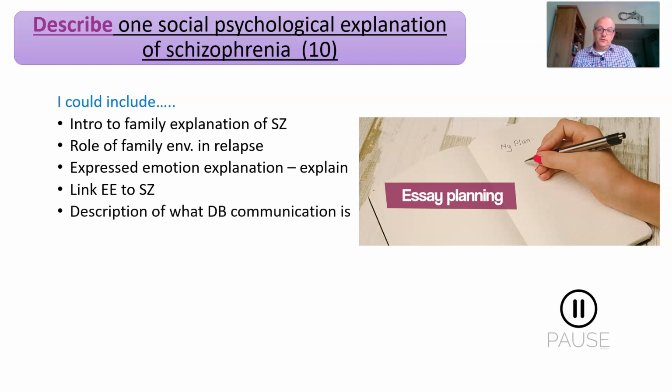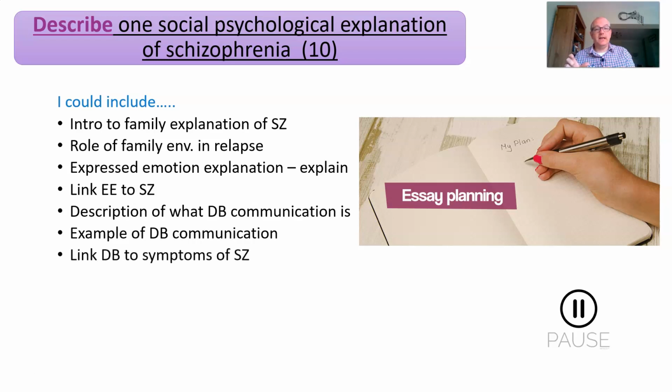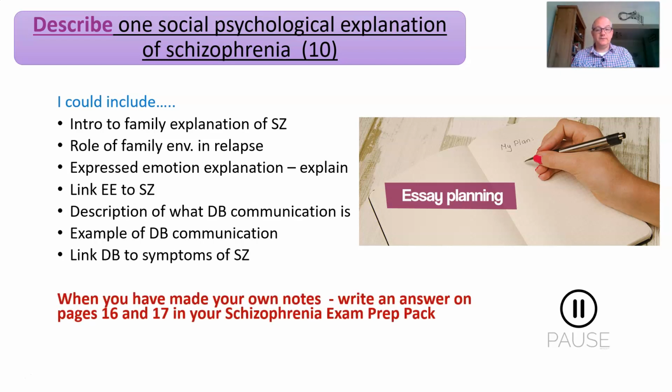Then we can look at the double-bind communication. That should be quicker. There's less involved in that. Don't forget, we need Bateson's name in there. And then what's really important is you put an example. You clearly show what a double-bind communication is. Okay, then link back to the symptoms. There's not a clear link to specific symptoms, but you just need to link back to the symptoms.